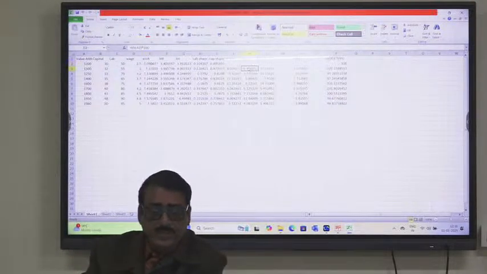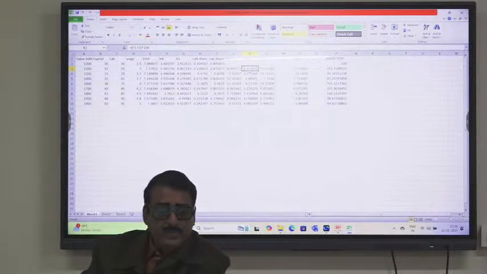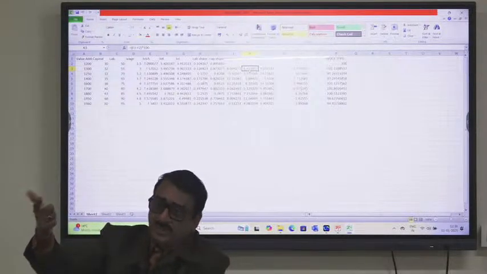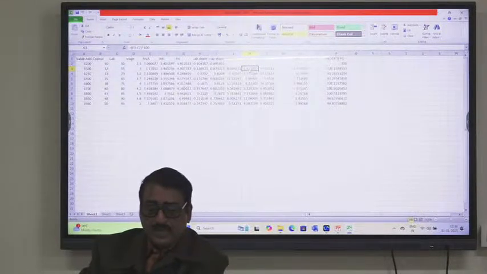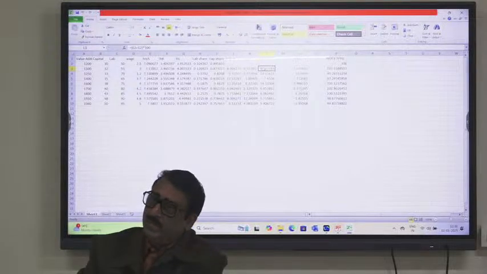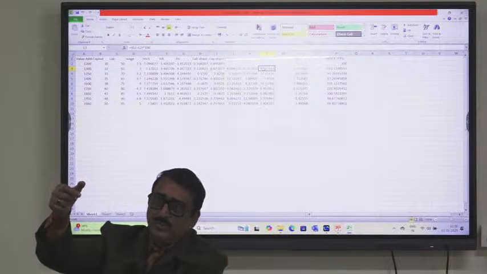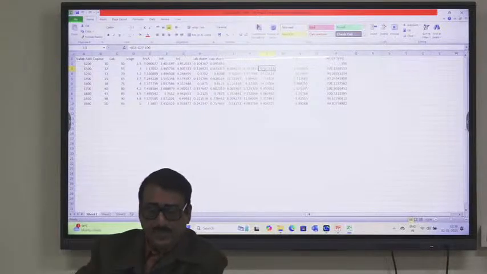Similarly, growth rate in capital, how am I doing? So F3 minus F2. F3 is what? F3 is log of capital. Log of capital in 1 year minus the log of capital in the previous year. So I get that. Similarly, I also calculate the rate of growth in labor. Log of labor in 1 year minus log of labor in the preceding year. Right.